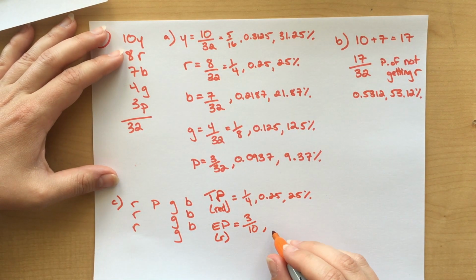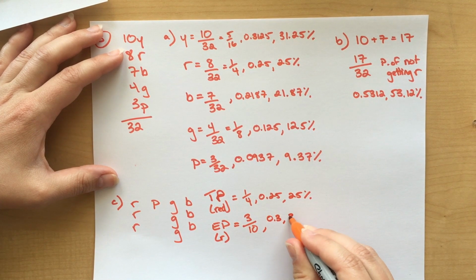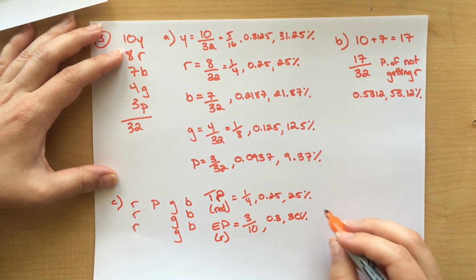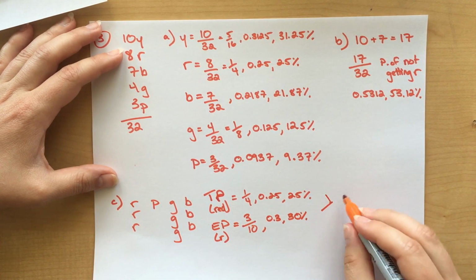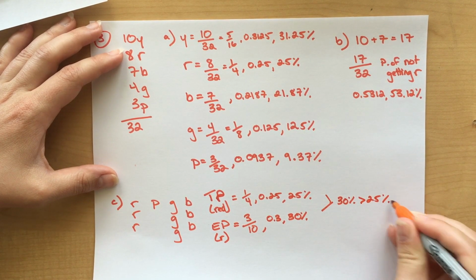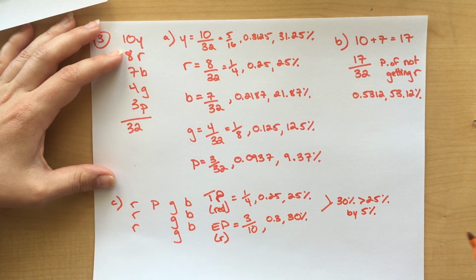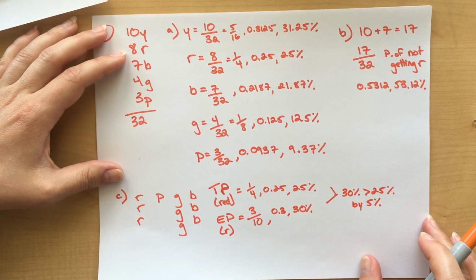Okay, and if I look at those now as decimals as well, 0.3 or 30%. Okay, so in this case, 30% is greater than 25% by 5%. So red occurred 5% more than it theoretically should have.